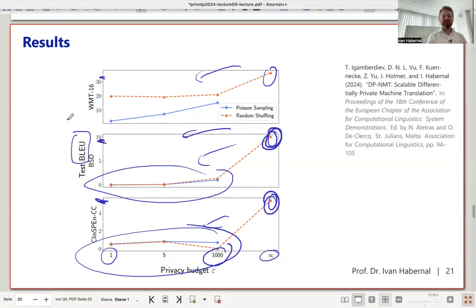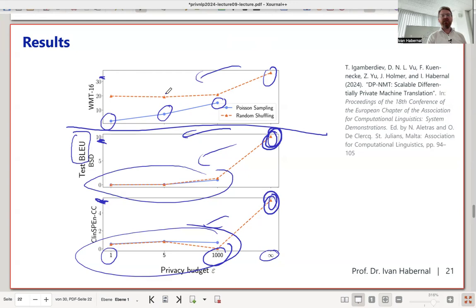So let's forget these. But now let's have a look at the WMT, where we have a lot of training data. And this is good news or bad news. Basically, if you do it correctly with the Poisson sampling, then it's much harder. The performance is just much worse than if you do the standard random shuffling.